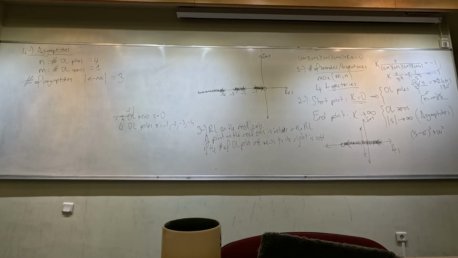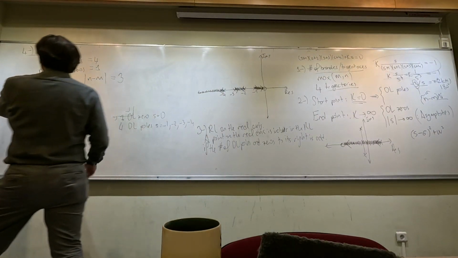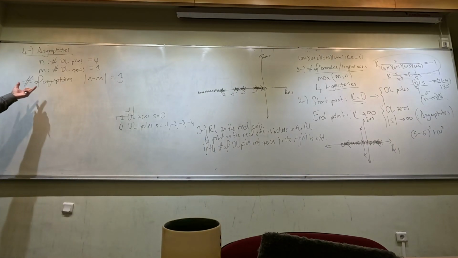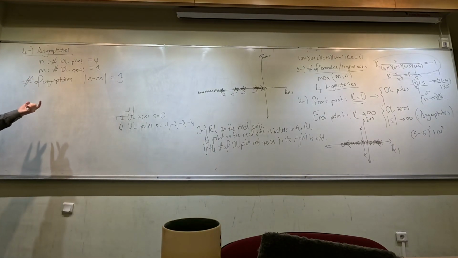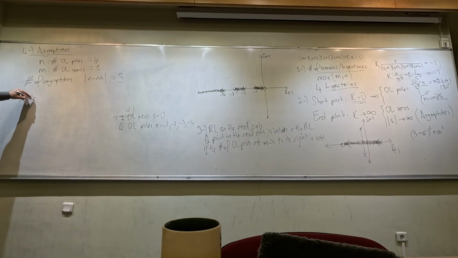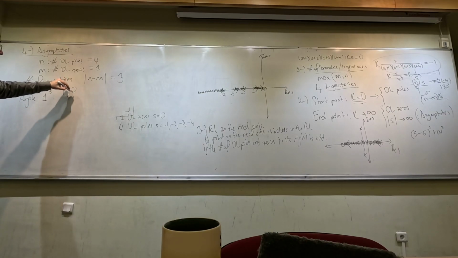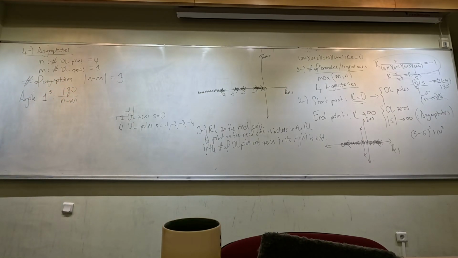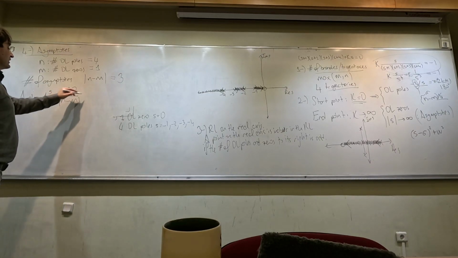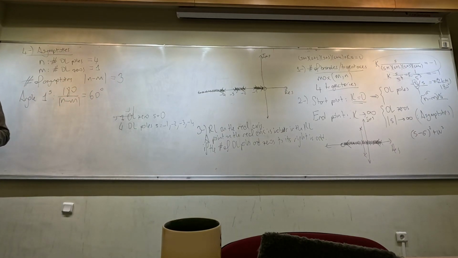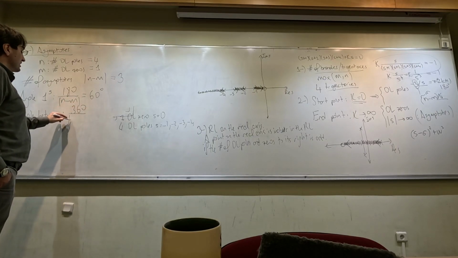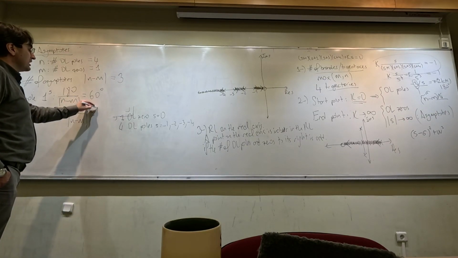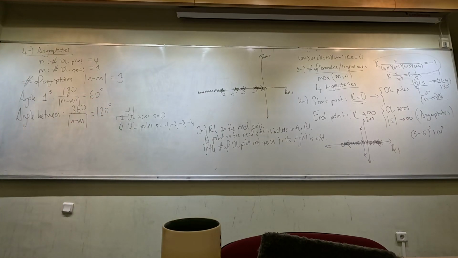Okay? So here we generally classify the asymptotes with the angle of the first asymptote and the angle between the asymptotes. The angle of the first asymptote is given as 180 divided by n minus m. Okay? So for this example, it becomes 60 degrees. And the angle between asymptotes is given as twice this number, 360 divided by n minus m. So this gives me 120 degrees.